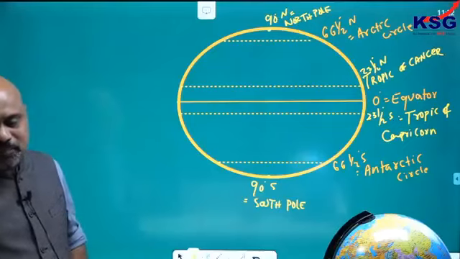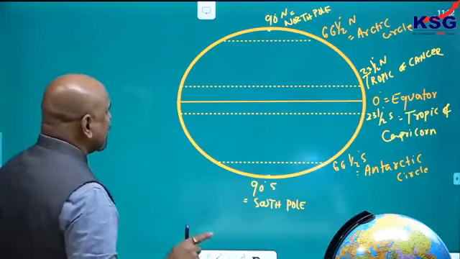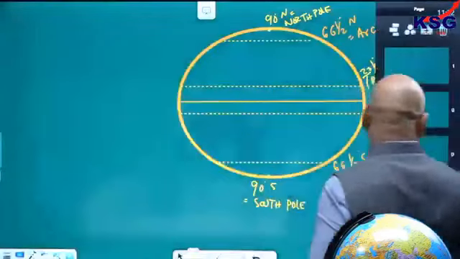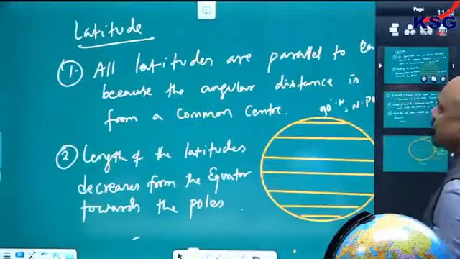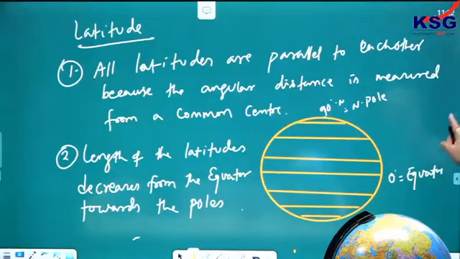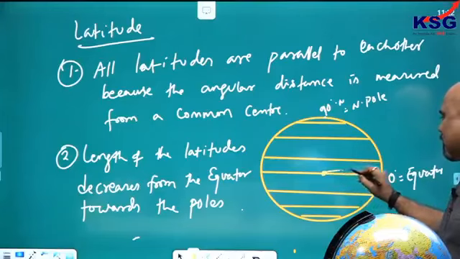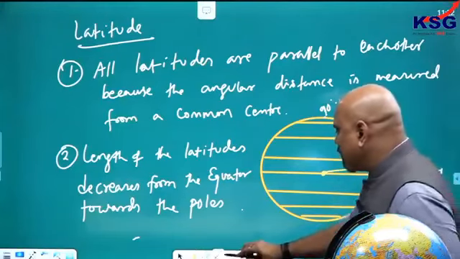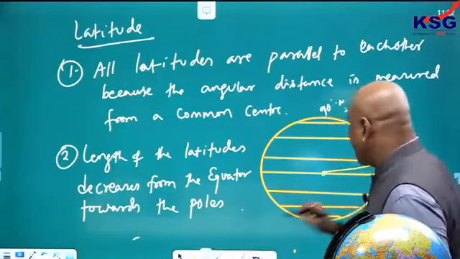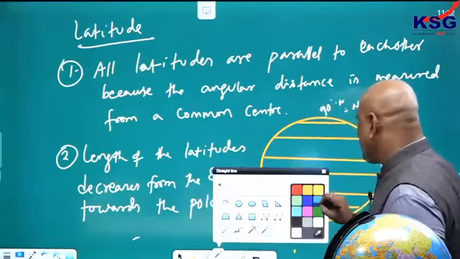Please repeat the first 2 points of latitude. Now you are asking me the first 2 points of latitude. Let me repeat it again. First 2 points. Look here. All latitudes are parallel to each other because the angular distance is measured from a common center, the center of the earth. From the center of the earth you are taking these values.